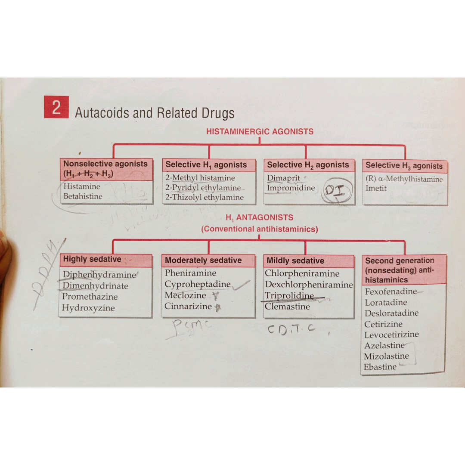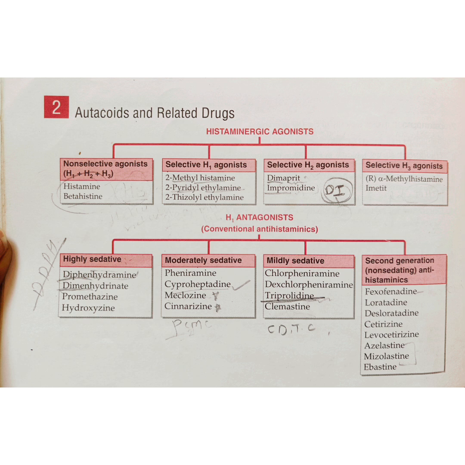The first one is the highly sedative that includes diphenhydramine, dimenhydrinate, promethazine, hydroxyzine. The moderately sedatives are pheniramine, cyproheptadine, meclizine, cinnarizine. The next one is the mildly sedative: chlorpheniramine, dexchlorpheniramine, triprolidine, and clemastine. These are the mildly sedative.